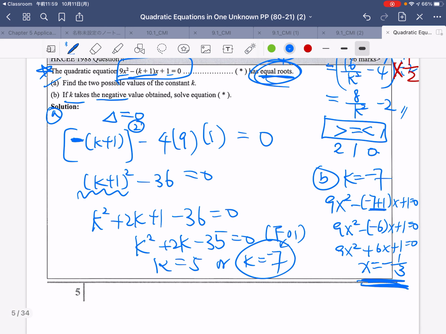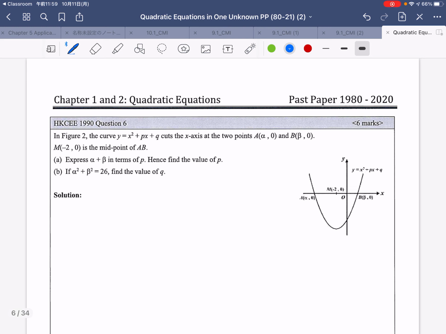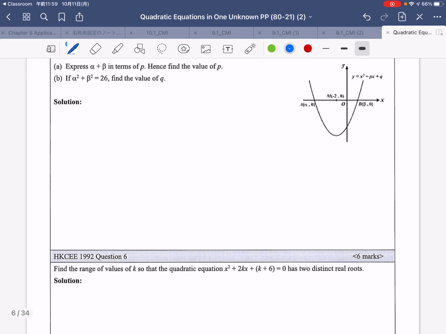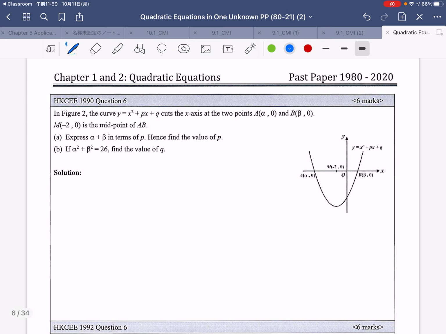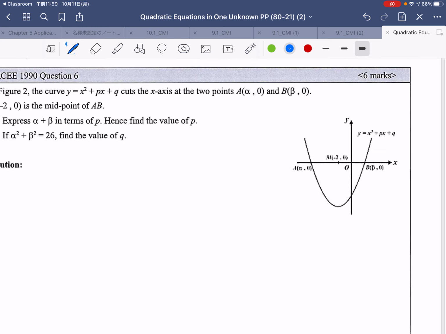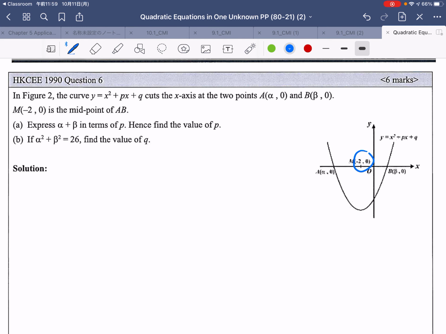Okay, and then we turn to page 6. Question 90 and 92, we do these two questions. For this 90, you can see the midpoint is (negative 2, 0), and you have two roots for this graph. That means the x-intercepts. The first one is (alpha, 0), another is (beta, 0). The two roots for x should be alpha and beta.